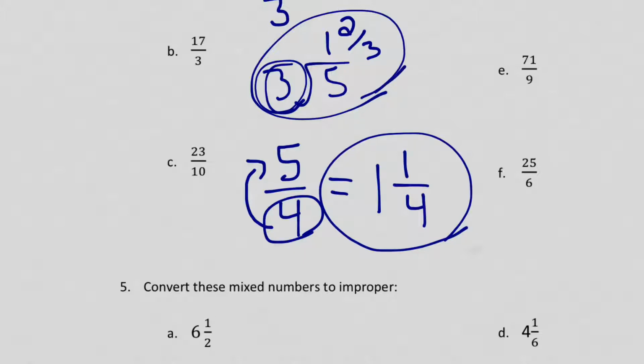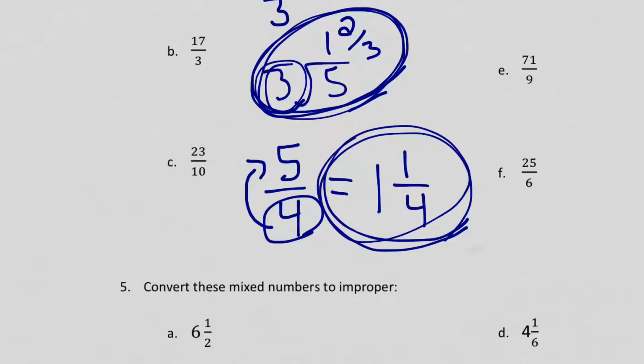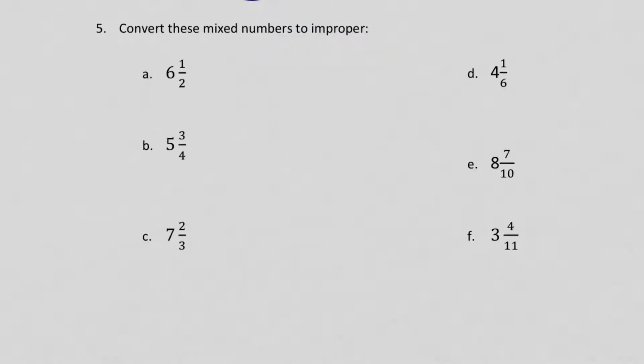Sometimes you need to use full long division, depending on how large and complicated the numbers are. I'd like it if you can get to the point where you can do it this way with this system and just directly convert the improper fraction over to the mixed number. So we move on logically to the next section, where we're going to do the opposite operation. We're going to convert mixed numbers into improper fractions.